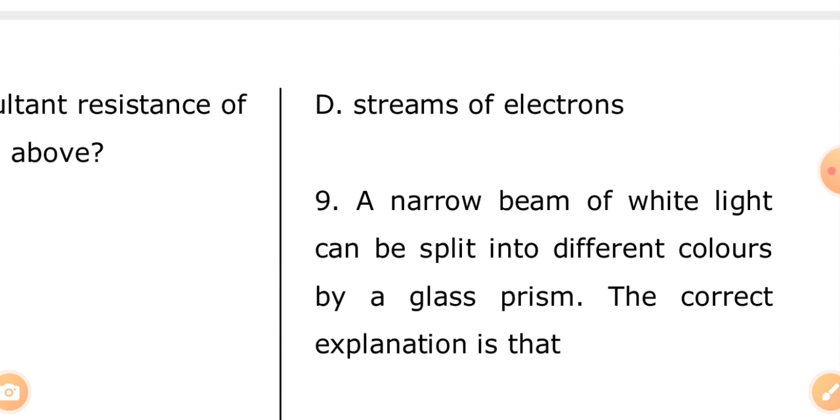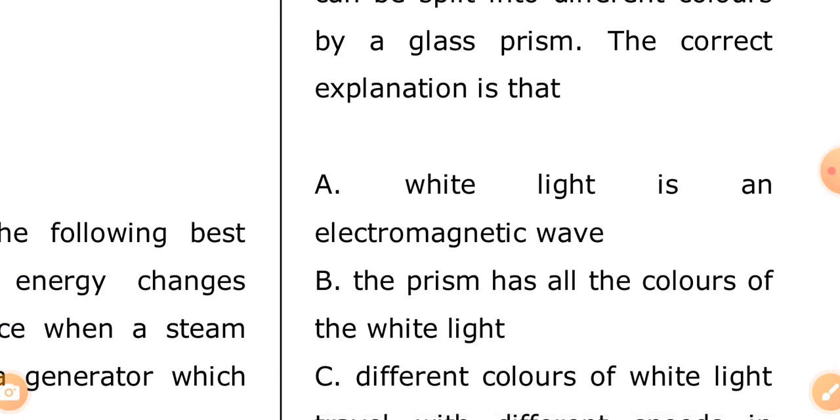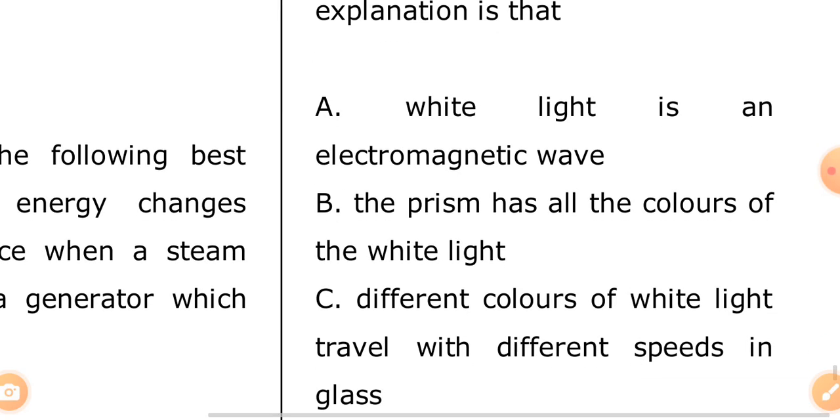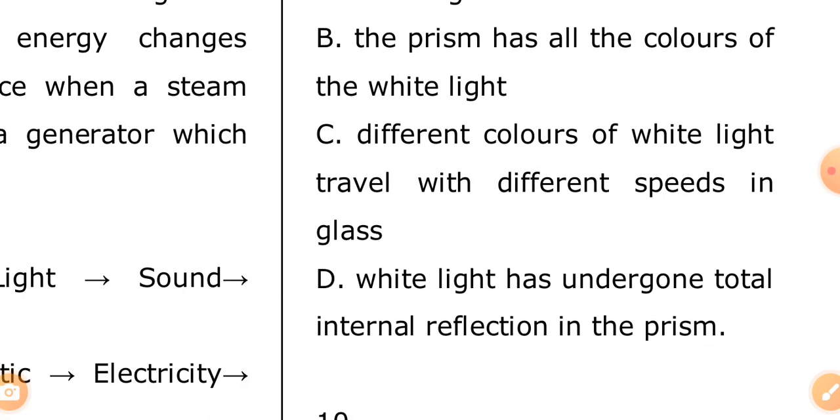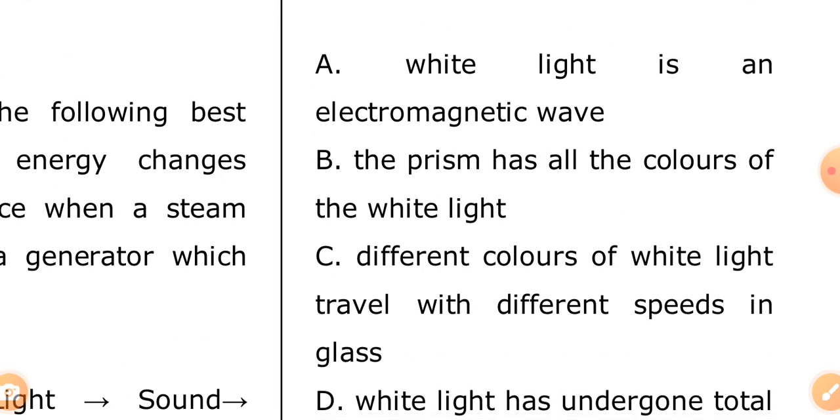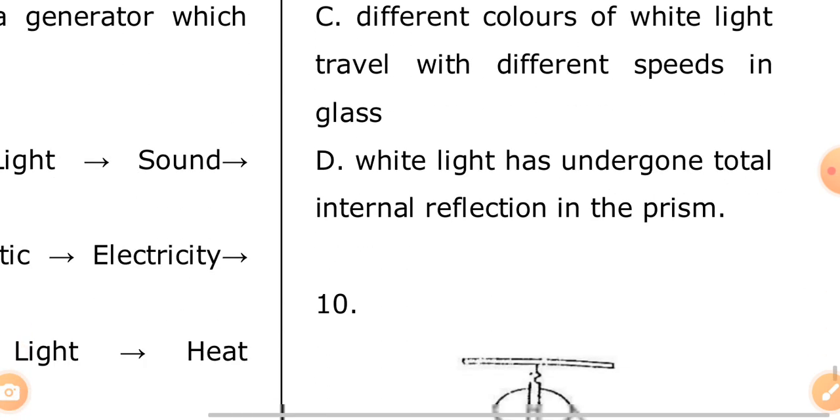The correct explanation is that A. White light is an electromagnetic wave. B. The prism has all the colors of the white light. C. Different colors of white light travel with different speed in glass. D. White light has undergone total internal reflection in the prism. The answer actually is C. Different colors of white light travel with different speed in glass.